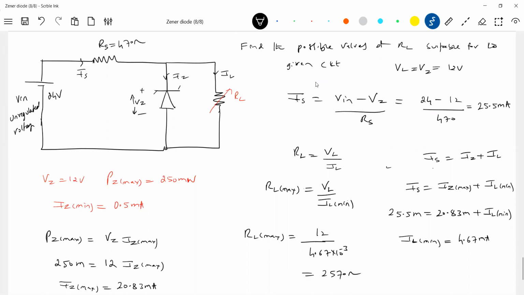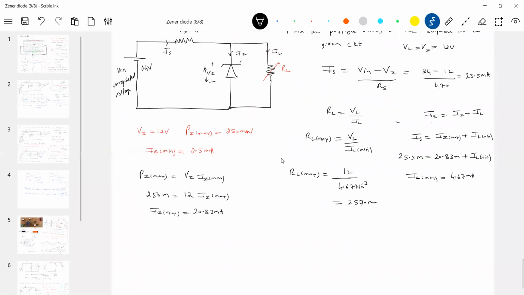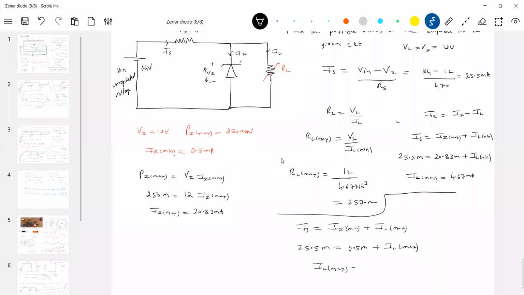RL minimum will come when IL is maximum. When will IL be maximum? When IZ is minimum. In a similar way, let's get into this. IS equal to IZ minimum plus IL max. This is 20.5 milli. IZ minimum is given as 0.5 milli plus IL max. I think this will become only 25 milliampere. Then what about RL minimum?